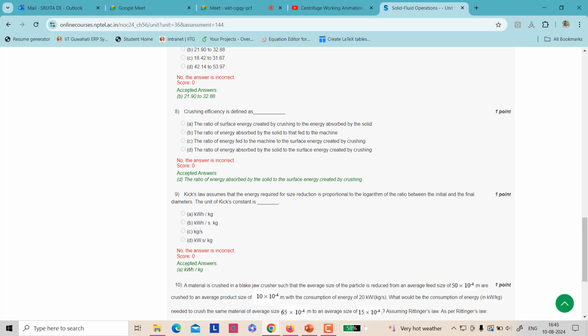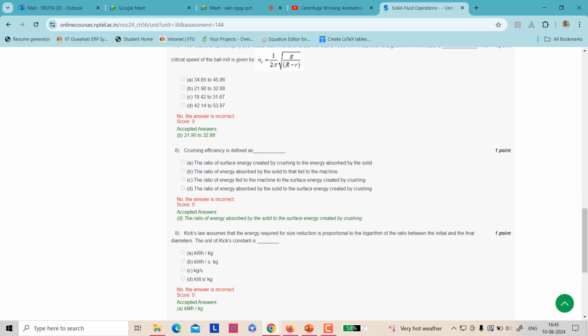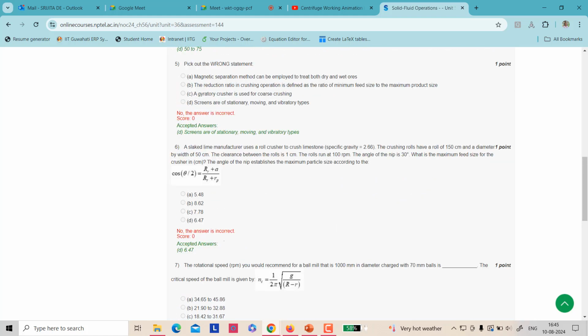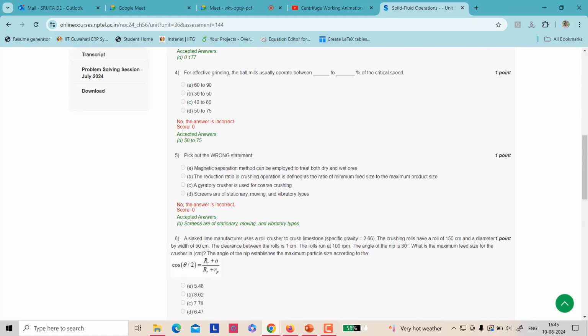In the form, you can raise the issue. And the fifth question. Yes. Here they asked a wrong statement, no, ma'am. They gave D option, but it's like correct only. Screens are stationary, vibratory, no, ma'am. Pick out the wrong statement.